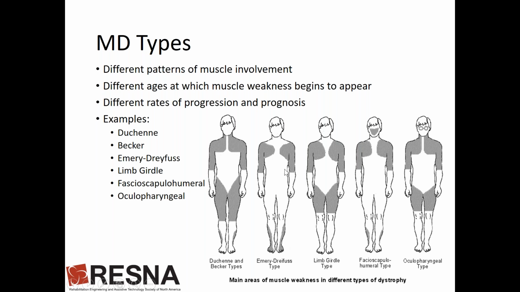Emery-Dreifuss, these kids are ambulating. You might not see them. And then the limb-girdle, what you see with limb-girdle is because they have this hip weakness and they have shoulder weakness. So if you think about shoulder weakness, they can't extend their arm to do a push-up for sit to stand, and then they have really weak hip flexors.